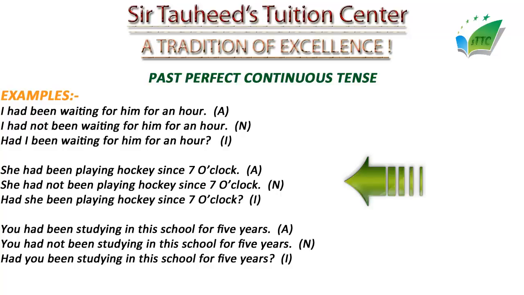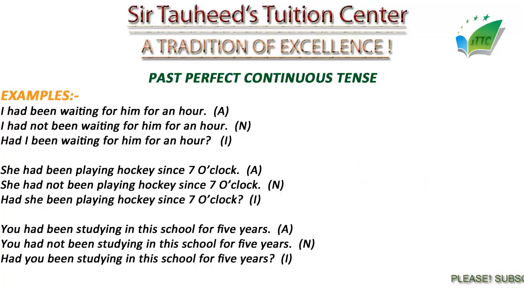It means the activity did not start at 7 o'clock. It must be some other time. Now if we want to make its interrogative sentence, we have to use had before the subject. So the sentence will become: had she been playing hockey since 7 o'clock? It means it is being asked if she had been playing hockey since 7 o'clock. And don't forget to mention the question mark in the end.